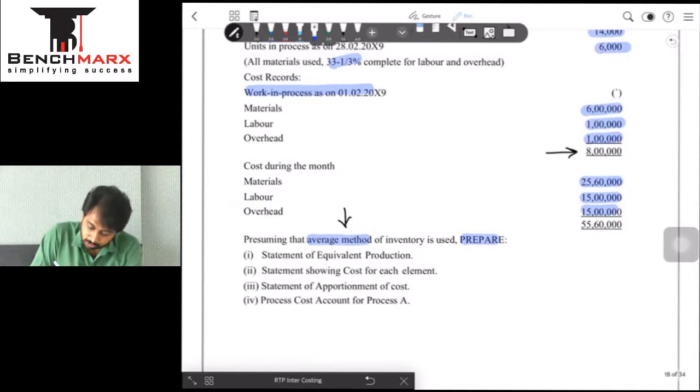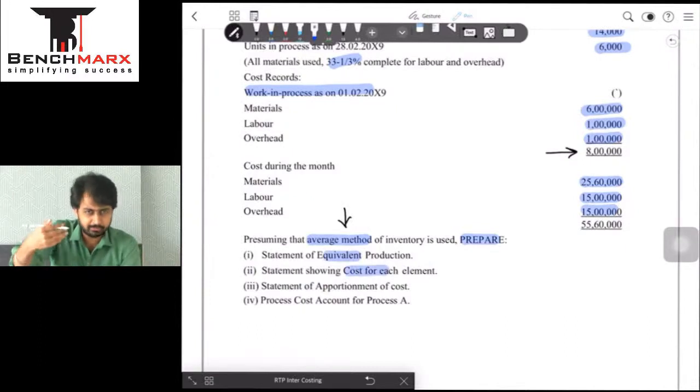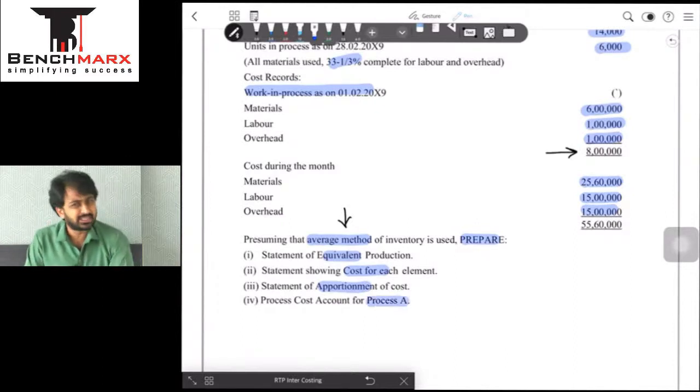We have to find the statement of equivalent output, that is normal, the cost for each element, that is my cost per unit of DM, DL, overheads, the statement of apportionment of cost, meaning what is the cost content of goods transferred, what is the cost content of closing WIP, and abnormal loss, abnormal gain if any, and the process cost account for process A. So basically we have to prepare everything that we usually prepare while doing process costing.